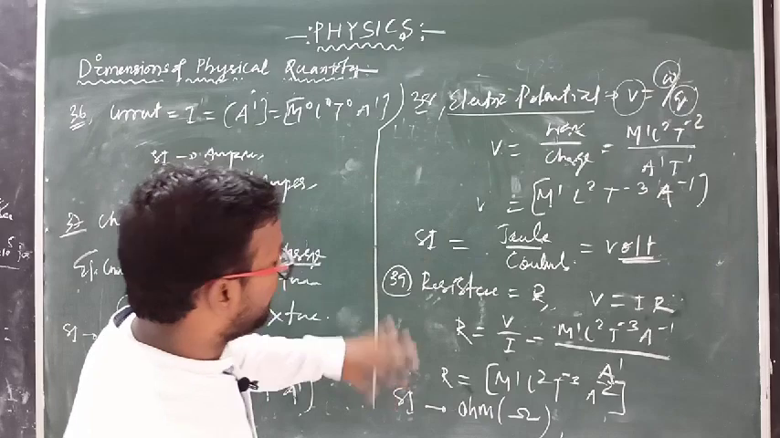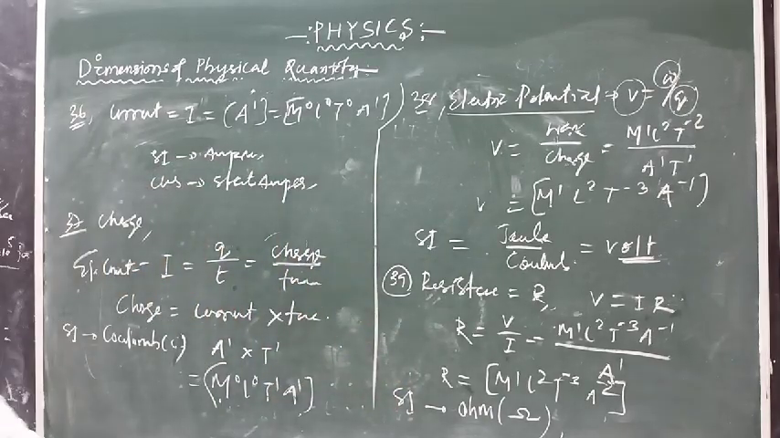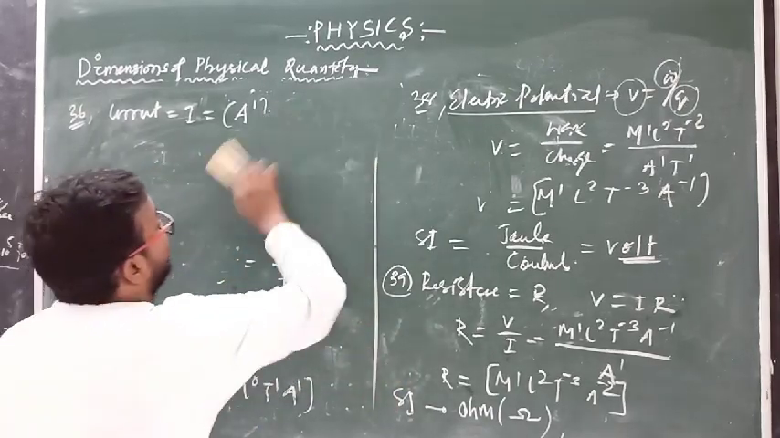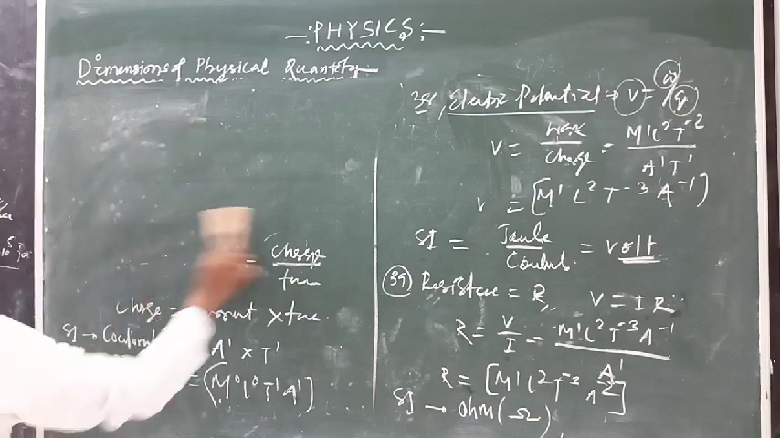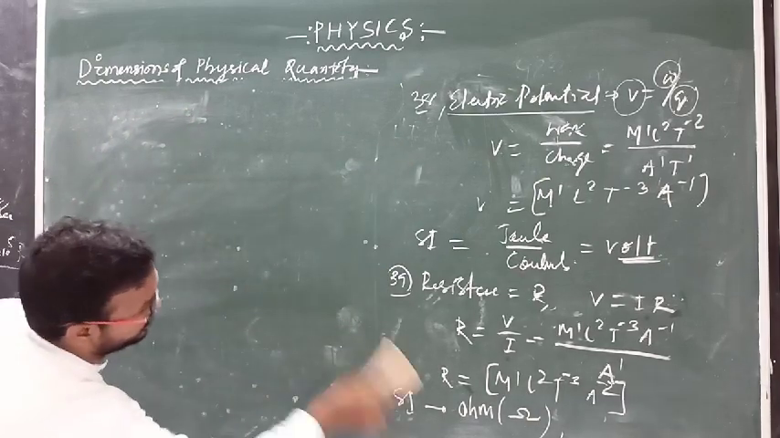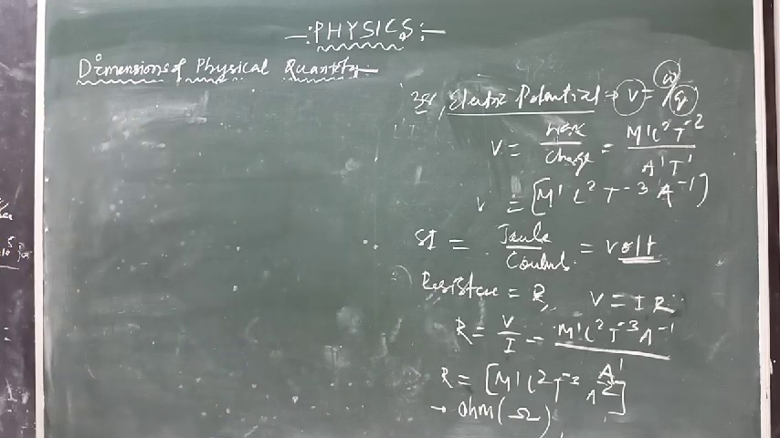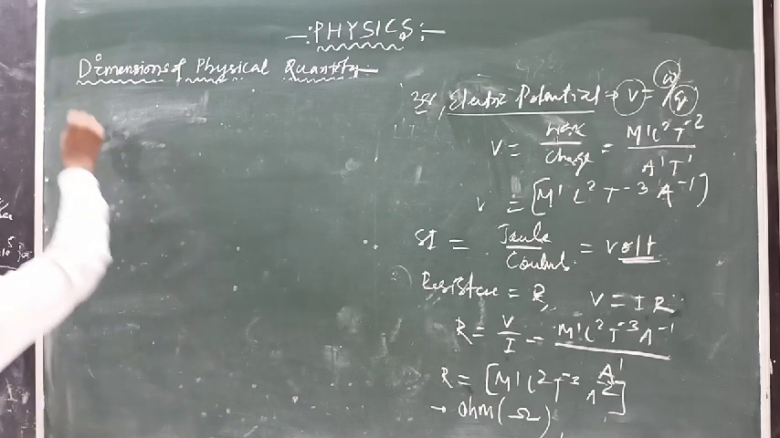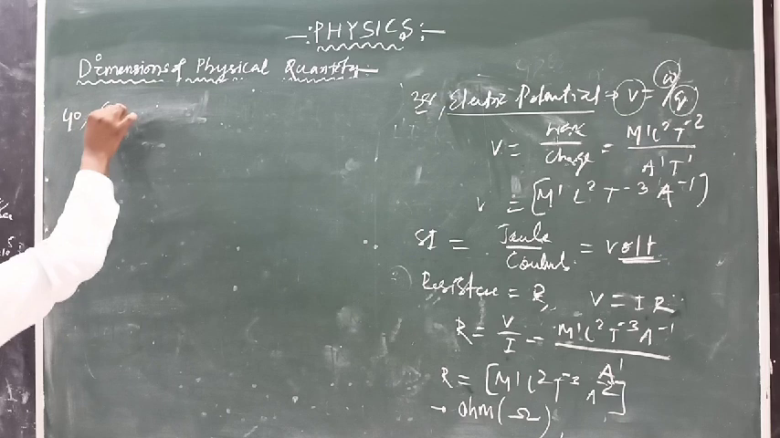So these are the dimensions and dimensional formulas of various physical quantities regarding electrostatics or charge properties. Now let's start another dimensional formula, that is capacitance.